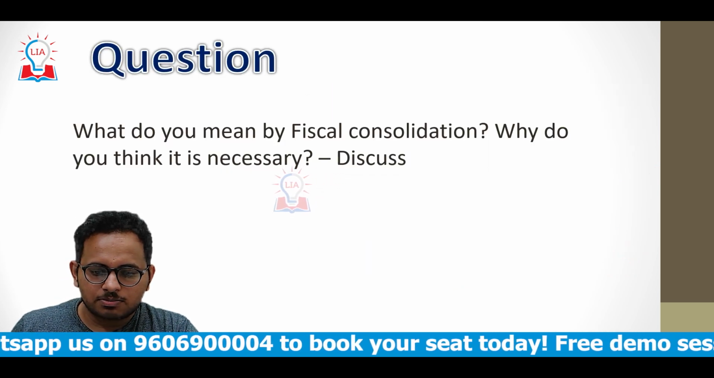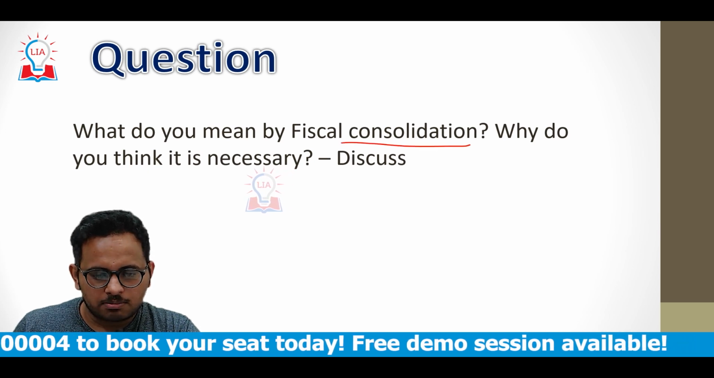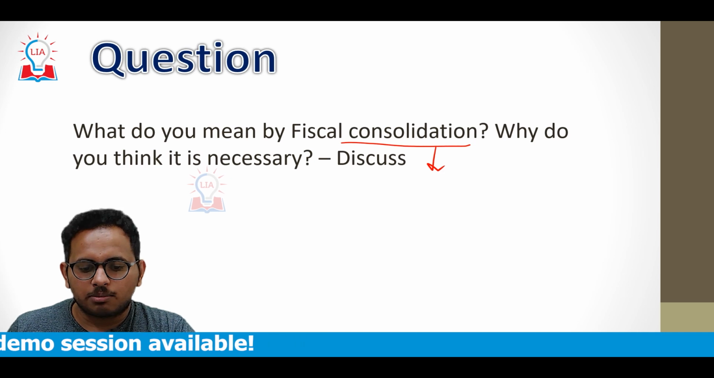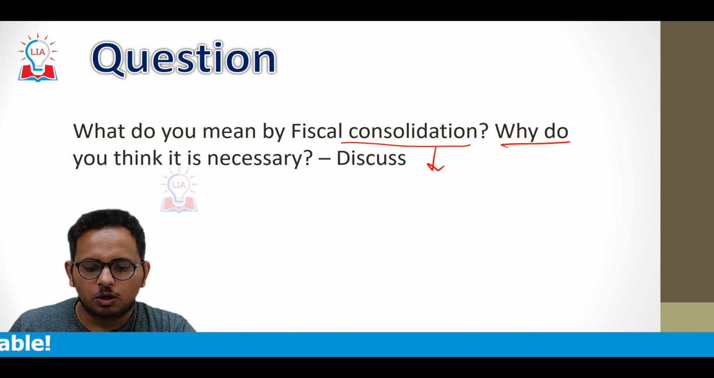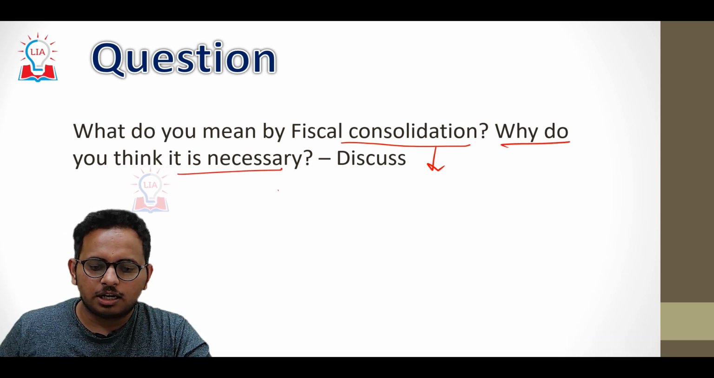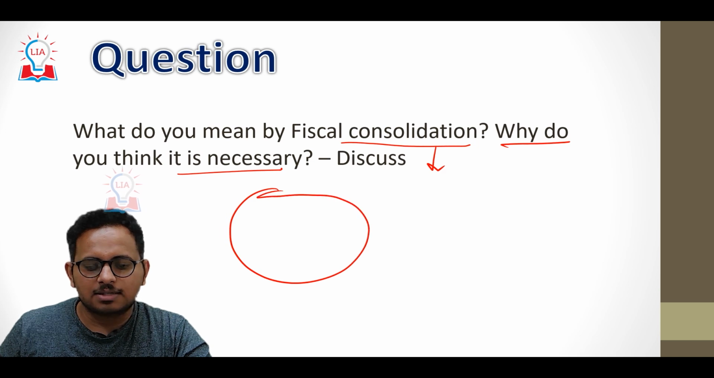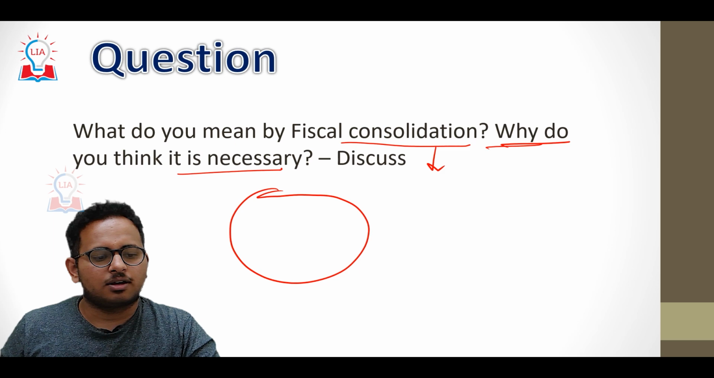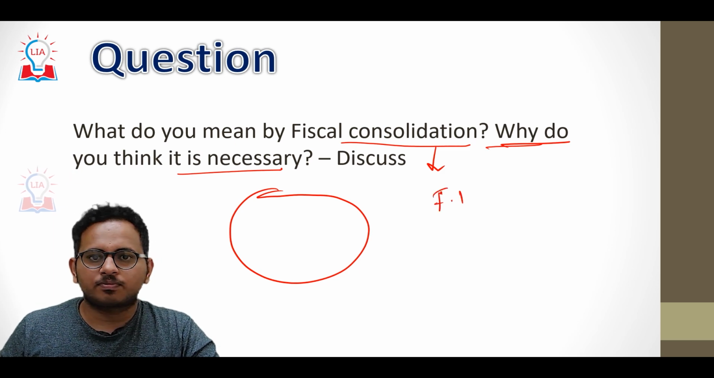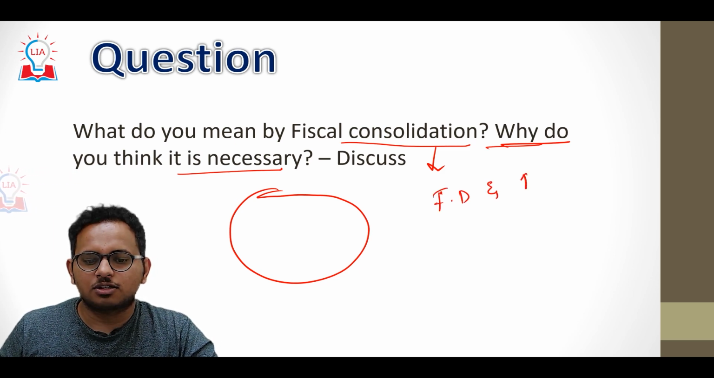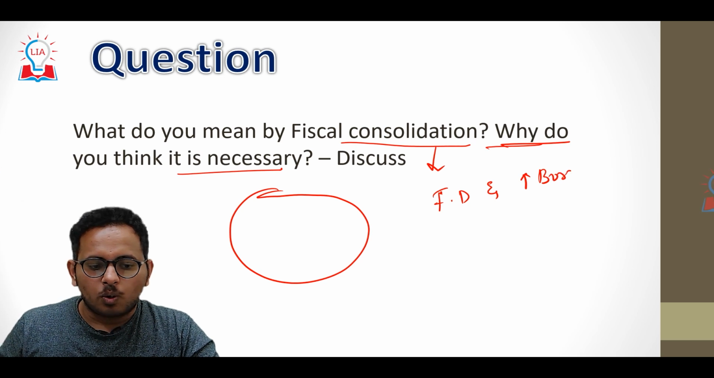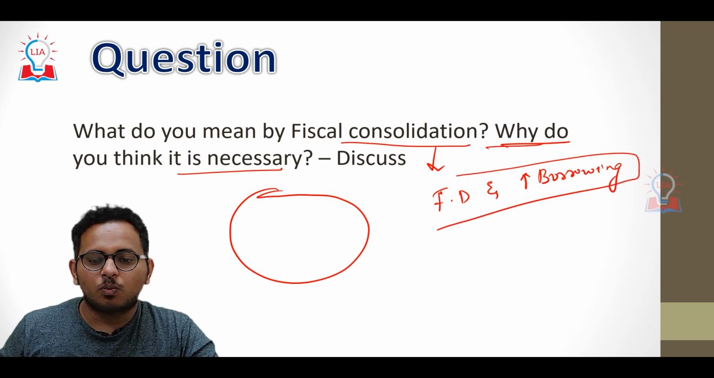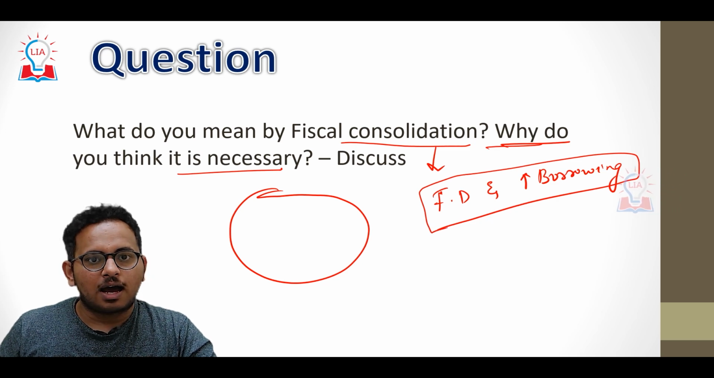Let's discuss a question here. What do you mean by fiscal consolidation? We have discussed this. What is fiscal consolidation and what is fiscal stimulus? Why do you think it is necessary? We also discussed the cycle, like what are the effects of higher fiscal deficit and higher borrowing. I already told you, you can use these kinds of diagrams in order to add value to your answers.